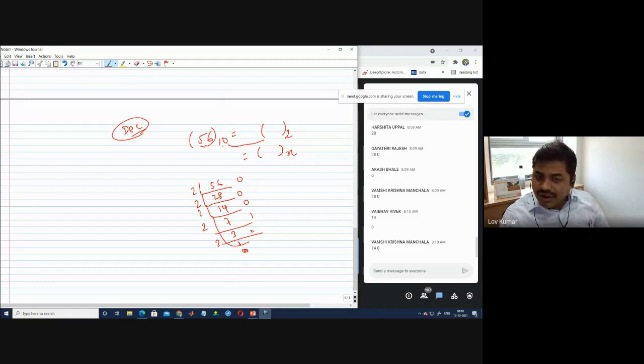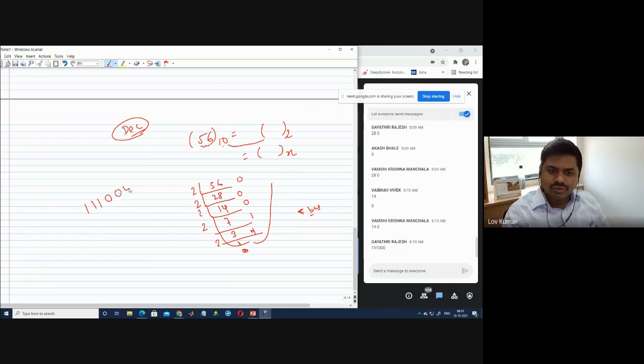If the quotient value is less than your base value, then we can stop, and we write this quotient in the base format. After that, we have to write the remainders in the reverse manner. So we will write 1 1 1 0 0 0. Now you have to check whether this is right or wrong.